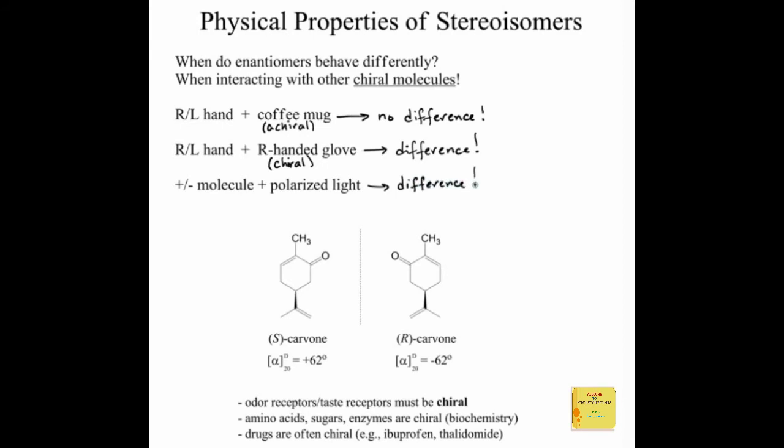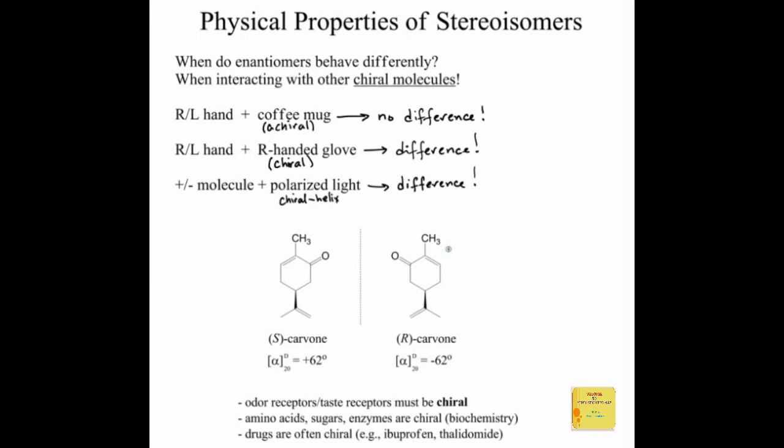So what does that tell us about polarized light? It tells us polarized light must be chiral in order for there to be a difference. And it is. It's because it's a helix. It's actually helical, and you could have a right-handed helix or a left-handed helix. There is chirality to it. So that's why a polarimeter is able to distinguish between enantiomers.